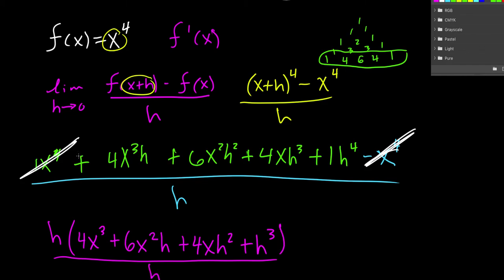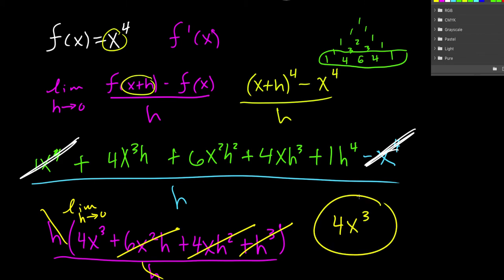So I just reduce the h's on each of them. Okay, now these x's will cancel. Now I can apply the limit as h approaches 0, where that h goes away, that h goes away, that h goes away. So we're just left with 4x cubed. And so that's our derivative function if our original function was that.